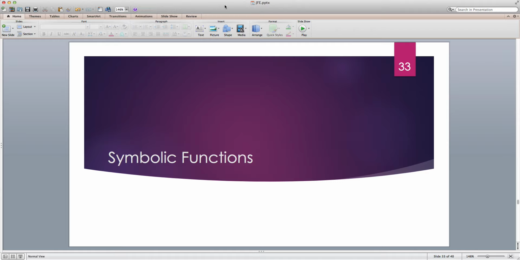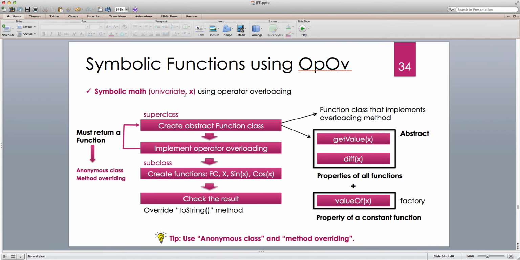In this video I'm going to continue the discussion on symbolic functions and how to implement them in Java. And if you recall, our approach was based on taking advantage of operator overloading. Our goal was just to develop a univariate function space, so functions that take only one variable, which we called x.